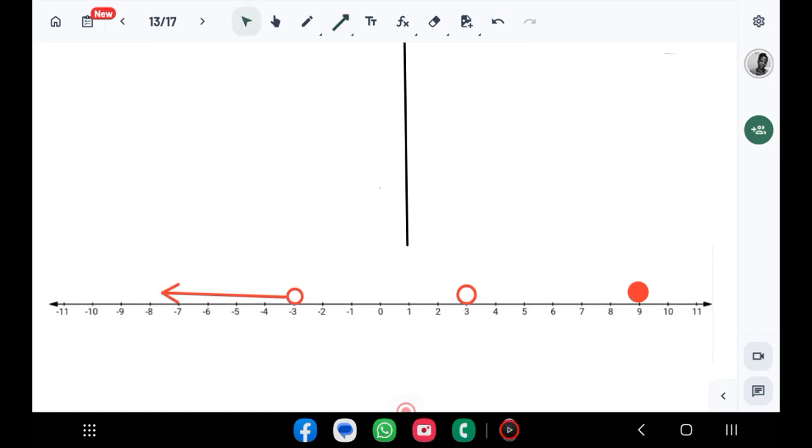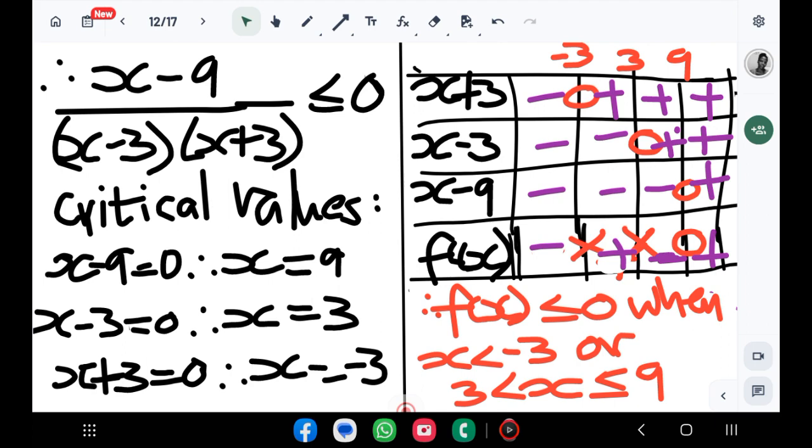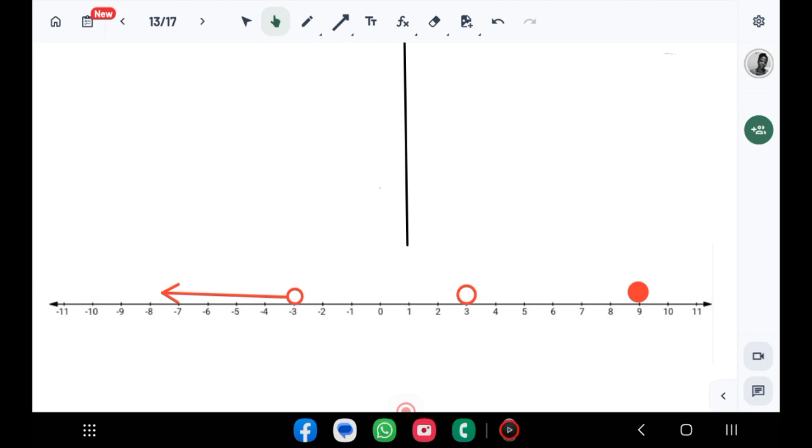Now, the other one is between 3 and 9, including 9 but not including 3. So we connect those two. We've already sorted the including and not including. So it's going to be a line, not with an arrow, connecting the two. And that is how you solve this on a number line.